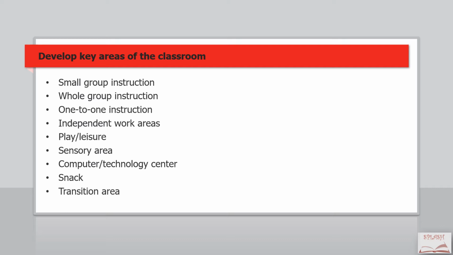To develop and design key areas, you will need to look at critical activities that will take place within the classroom. These areas and activities are dictated by the needs of the student who will be served in the space and their structured curriculum requirements. Although the students and schedules may fluctuate and change from year to year, or maybe even over time, the need for some key areas will remain the same. The areas may include space for small and whole group instruction, one-to-one instruction, independent work areas, play leisure, sensory areas, computer technology center, transition area, snack, as well as other areas.